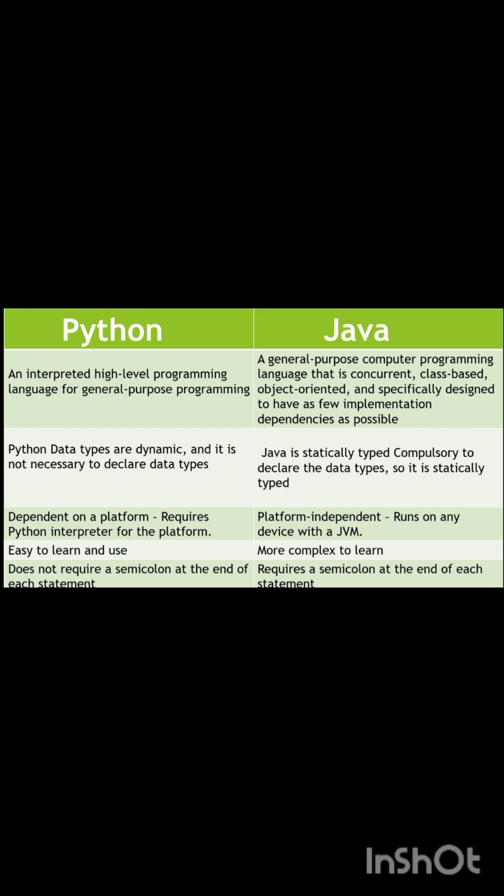Then Python is easy to learn and use, but compared to Python, Java is more complex to learn and use. Python does not require a semicolon at the end of each statement, but Java requires a semicolon at the end of each statement.